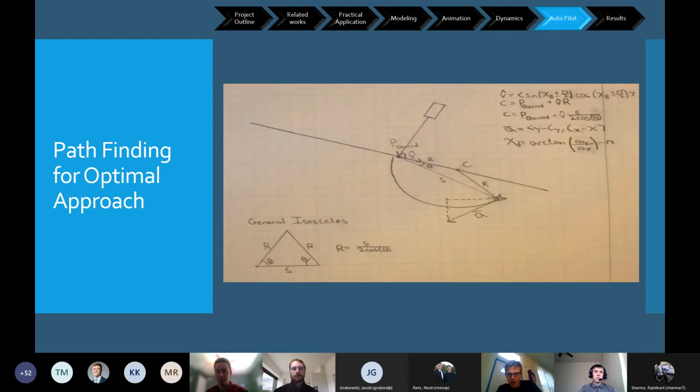From there, we just have to find the center location, which is C-bound, or C equals p-bound plus v hat r, and then that can simplify to C equals p-bound plus v hat s over 2 cosine. From there, we can create a vector from C to our current location, which would be x minus cx, y minus cy, and then we can just translate that vector 90 degrees, giving us y minus cy, cx minus x. We do have to take into account which cases we are in.